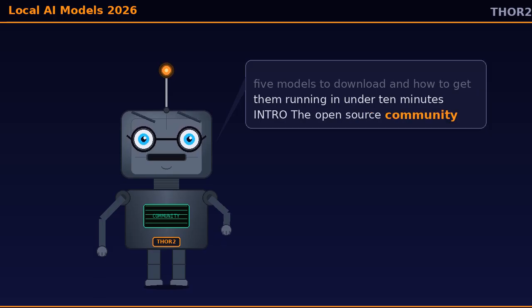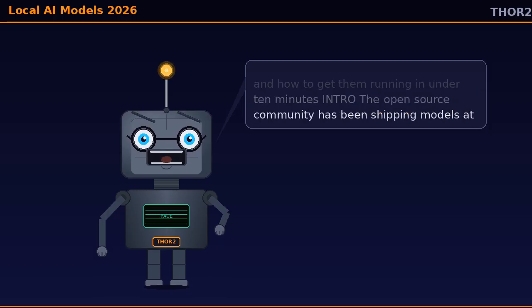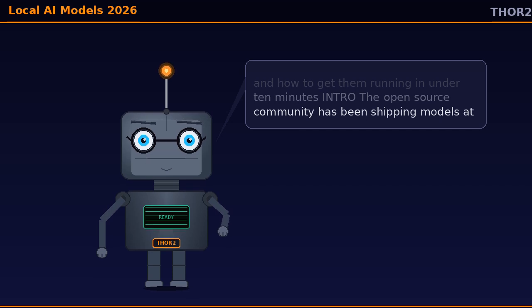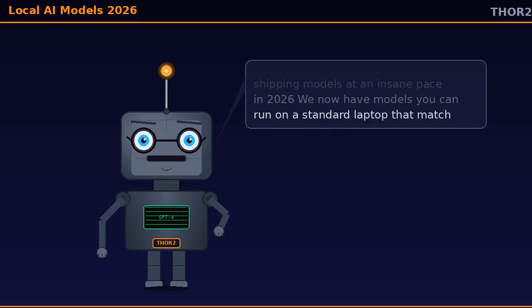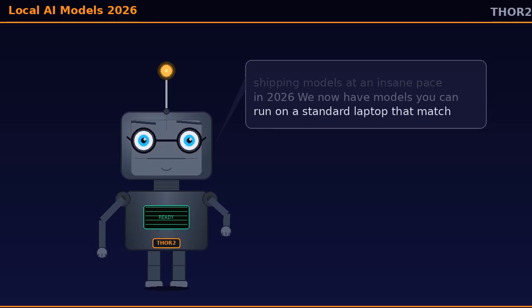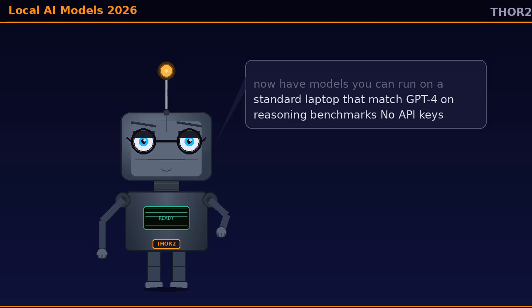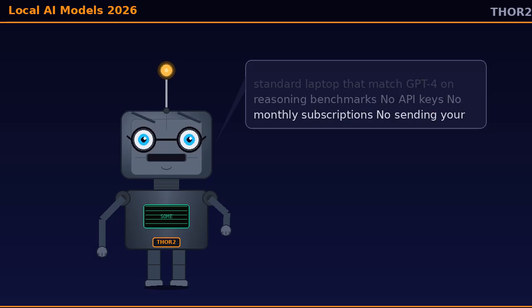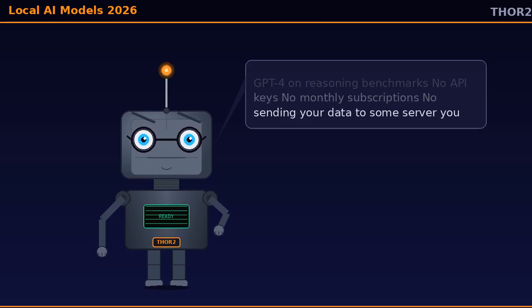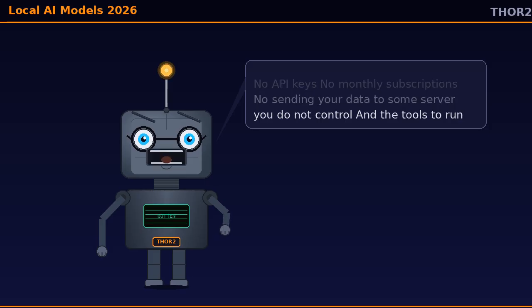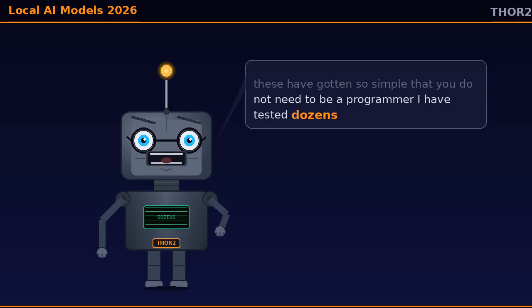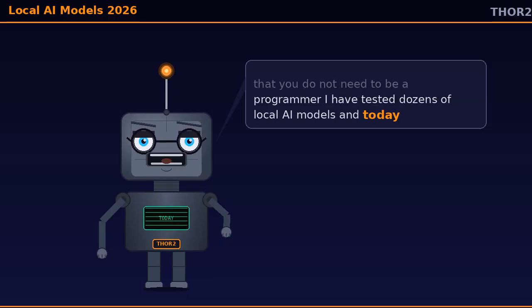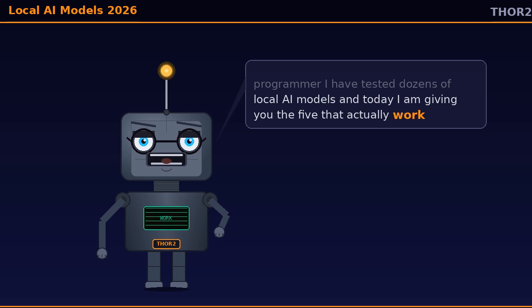The open source community has been shipping models at an insane pace in 2026. We now have models you can run on a standard laptop that match GPT-4 on reasoning benchmarks. No API keys. No monthly subscriptions. No sending your data to some server you do not control. And the tools to run these have gotten so simple that you do not need to be a programmer. I have tested dozens of local AI models, and today I am giving you the 5 that actually work.